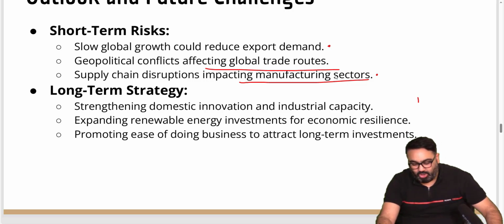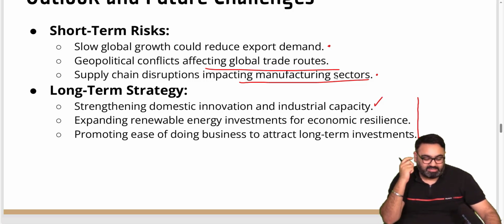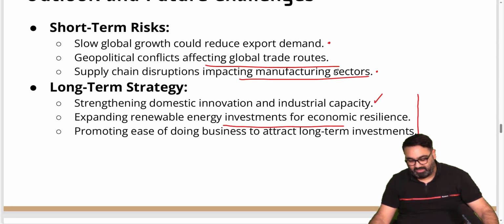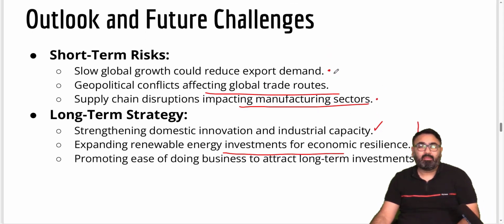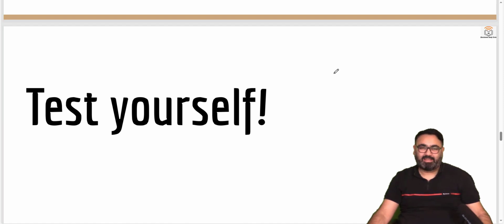Long-term strategy: to have domestic innovation, give it a push so that we are less and less dependent on other countries, expand the investment in renewable energy, and promote ease of doing business. If all these things are done, maybe our aim to have a Viksit Bharat by 2047 will become a reality. This was chapter number 5 and its summary.